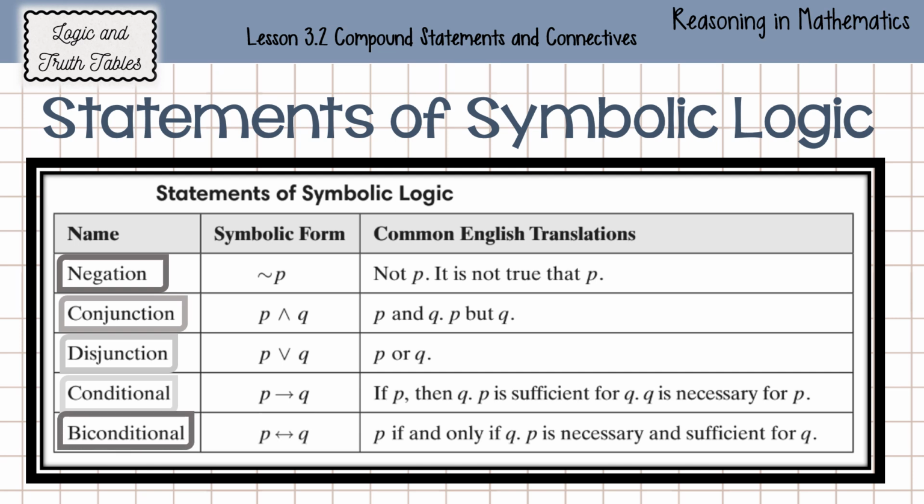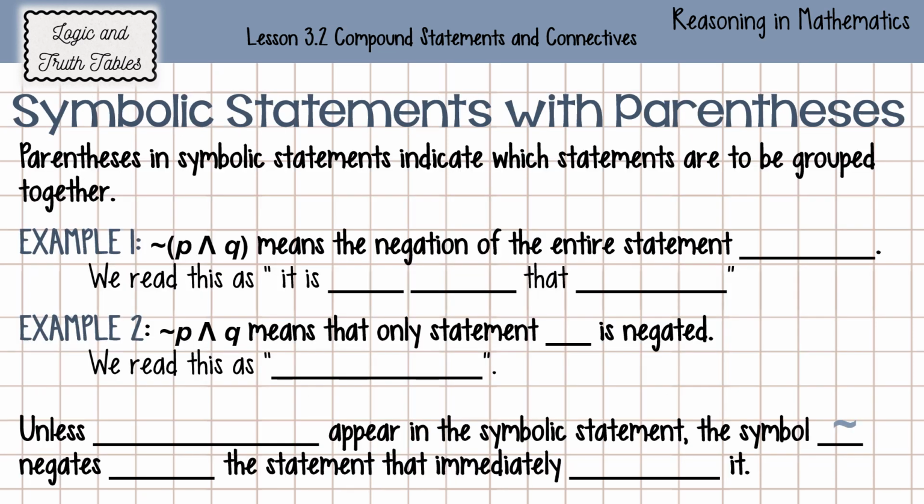Biconditional statement is a two-way implication. There we go. P if and only if Q. P is necessary and sufficient for Q.